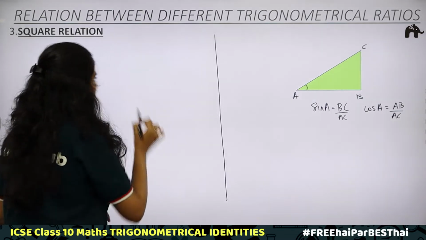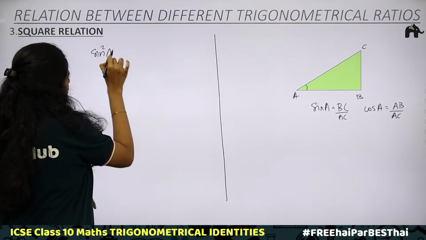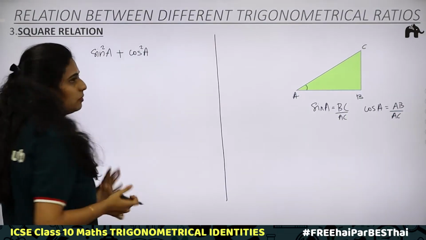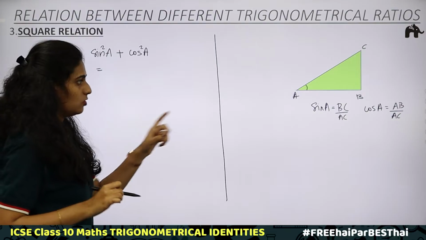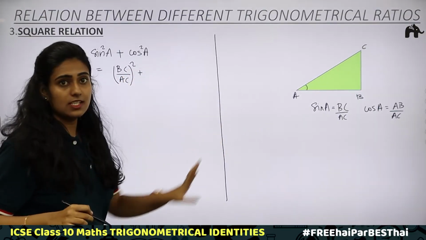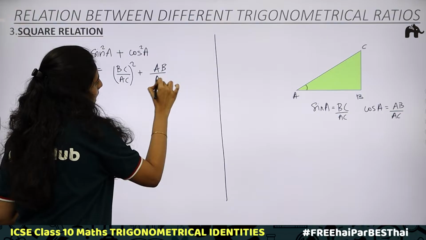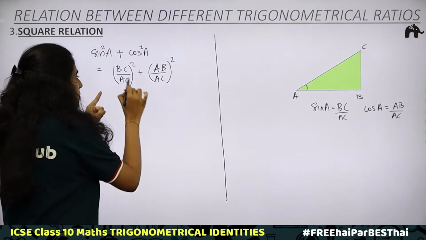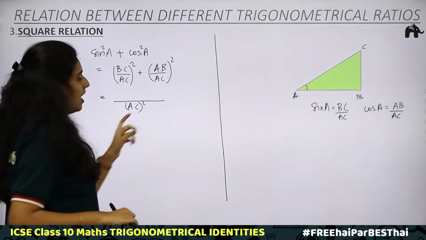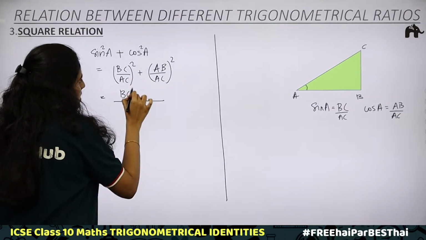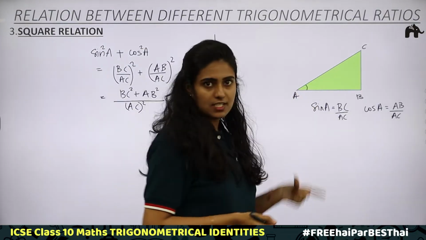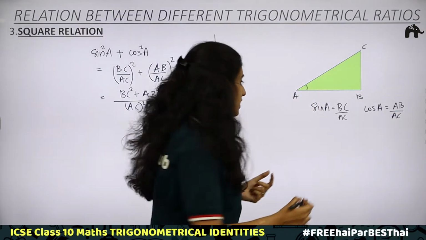Now, for the first square relation, we take the square of sin A and the square of cos A and add them. What do we get? Sin square A plus cos square A. Sin A is BC by AC, whole square, and cos A is AB divided by AC, whole square. Here the denominator is AC square, and here also the denominator is AC square. We can take AC square common as the LCM. The numerator will have BC square plus AB square. What is BC square plus AB square? BC is the height and AB is the base, so using the Pythagoras theorem.